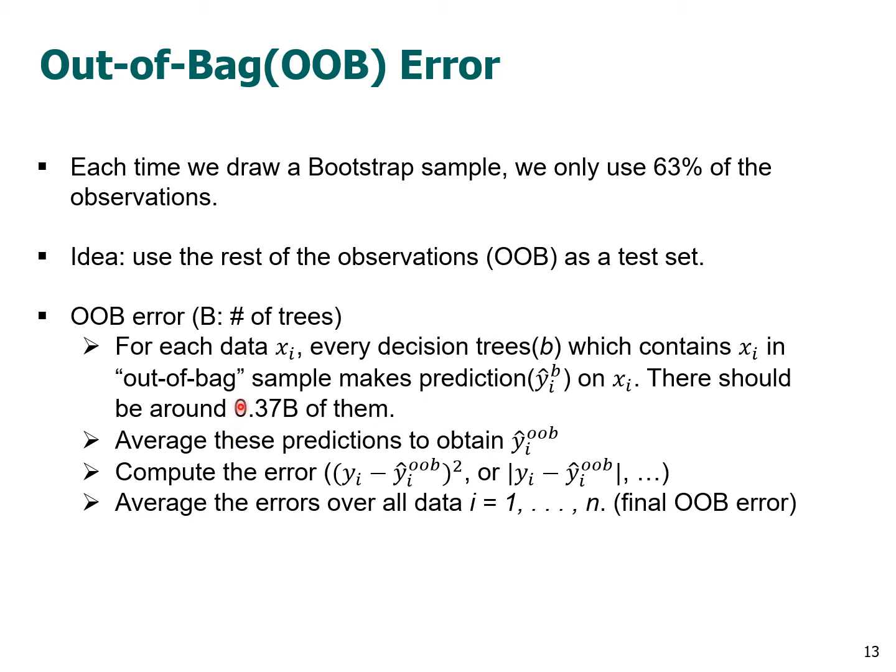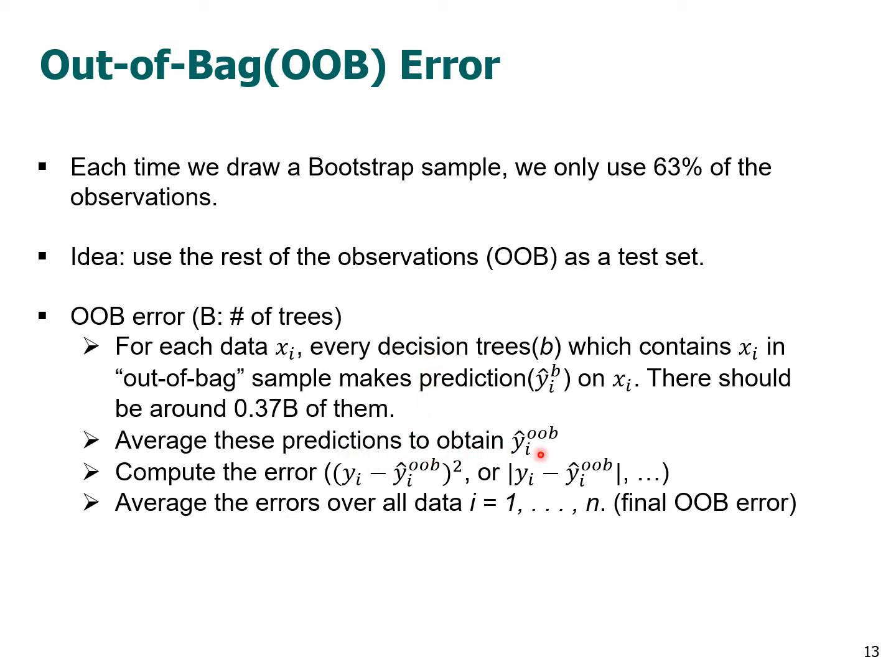Every out of bag decision tree makes a prediction on x_i, so we have multiple predictions, one from each OOB decision tree. Then we compute the average of these predictions, which is denoted as this. This is the prediction on x_i using the out of bag decision trees.